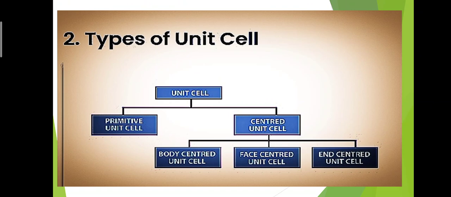Now, types of unit cell. Unit cell has two main types, that is primitive unit cell and centered unit cell. Centered unit cell are further divided into 3 types: body-centered unit cell, face-centered unit cell, and end-centered unit cell.